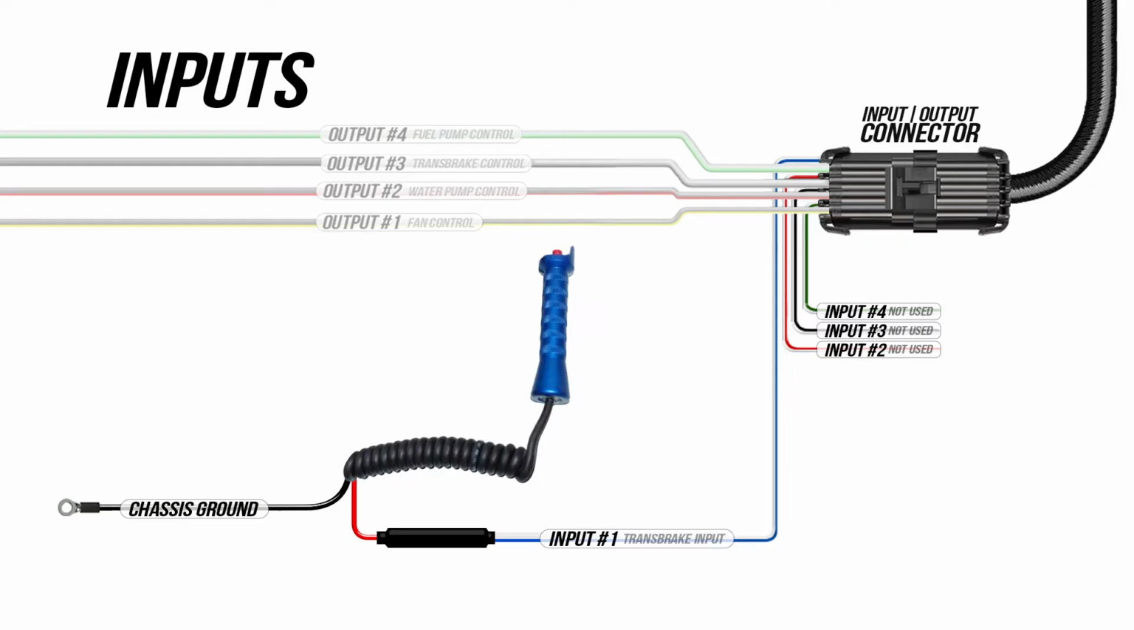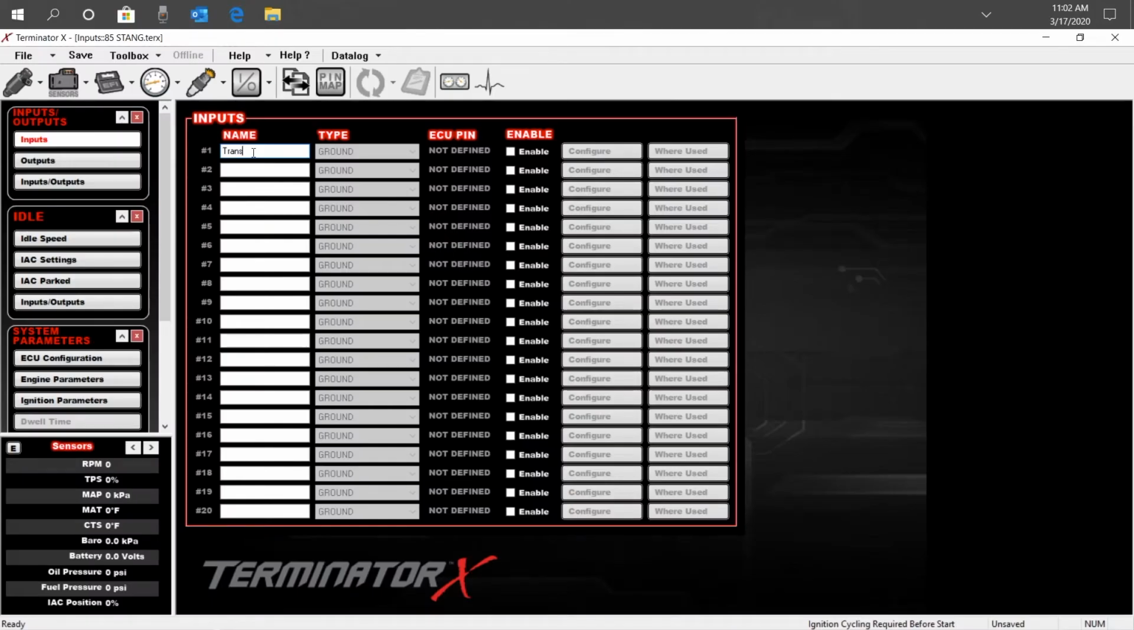We only have one, our transbrake input switch. We'll type the name and label it input to keep things organized. Click Enable. Since our transbrake uses a switch, we can also use it to trigger our two-step rev limiter.